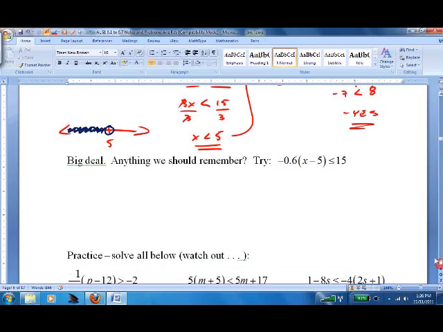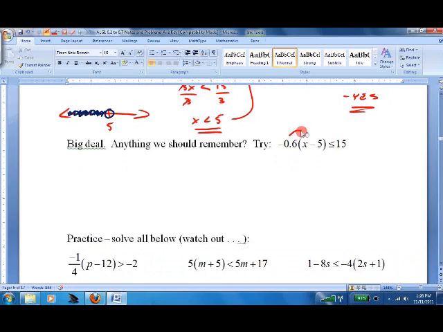Now, anything we should remember? I hope so. Just did this very recently. Distribute negative 0.6x. Negative is going to be a positive. 5 times 0.6 is 3. Less than or equal to 15. Subtract 3 from both sides. Negative 0.6x less than or equal to 12.